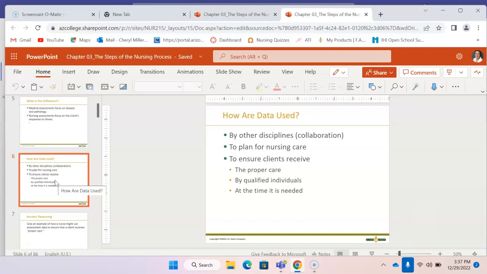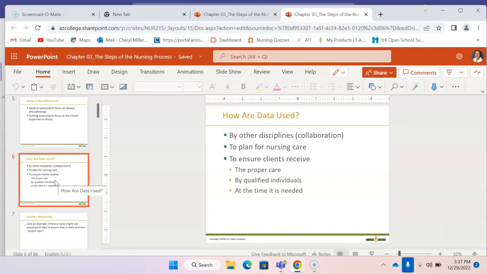So, how do we use the data? Well, we definitely want to document it because other people will also be looking at it too. Like I said, other disciplines are going to be looking at our assessments as well. We don't want to just chart what we think they want us to say. We want to chart what we actually see. So that's why it's important to do your own assessment and don't look ahead to who did what last time. Form your own assessment. Things can change rapidly. Do not copy and paste somebody else's column.